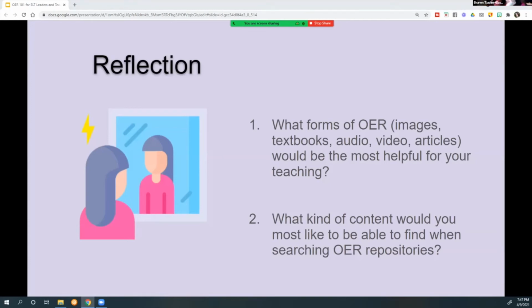So this is the time for our reflection, and then I'll also go in the chat and see if there are some questions I can answer. What forms of OER do you think would be the most helpful for your teaching? And number two, what kind of content or topics would you most likely want to look for when searching for OER? We have a few minutes here if you'd like to write in the chat, or if you want to use your mic, feel free to do so as well.